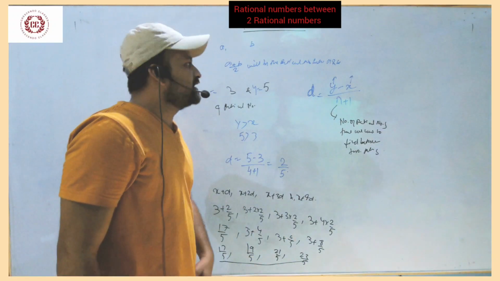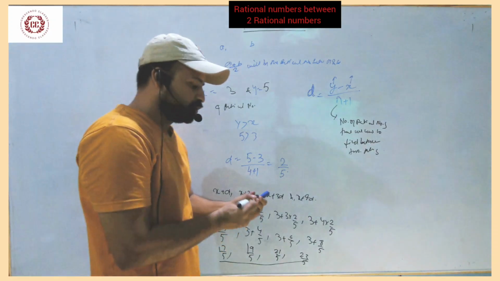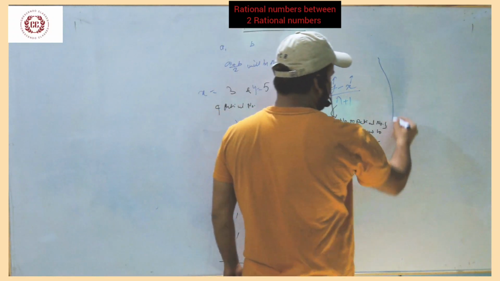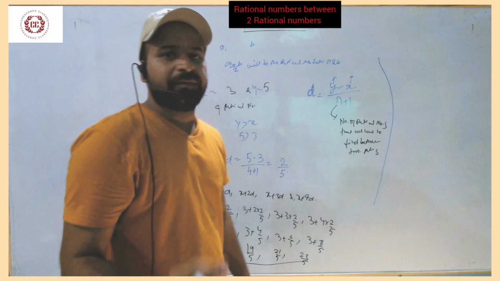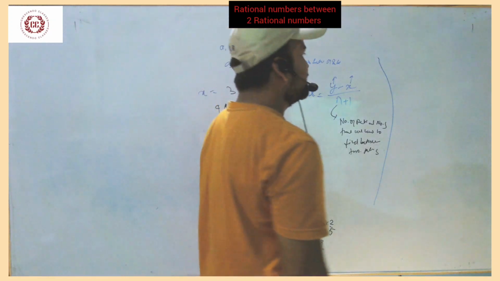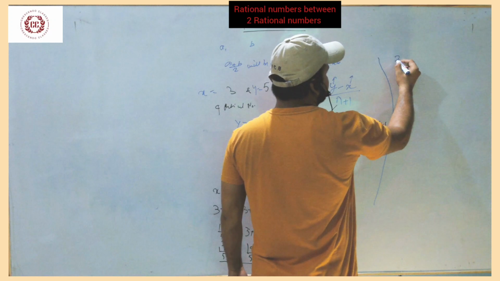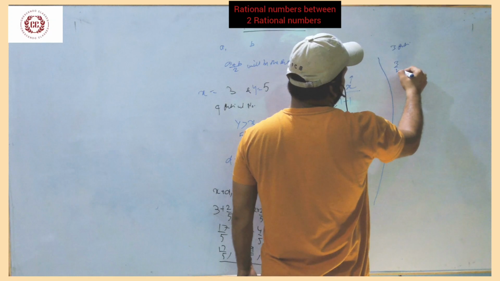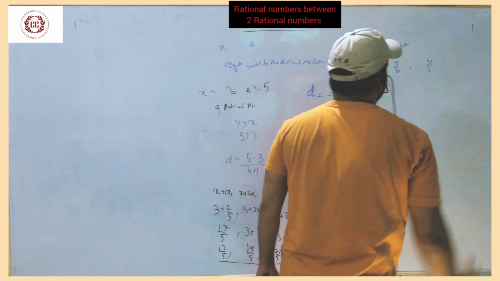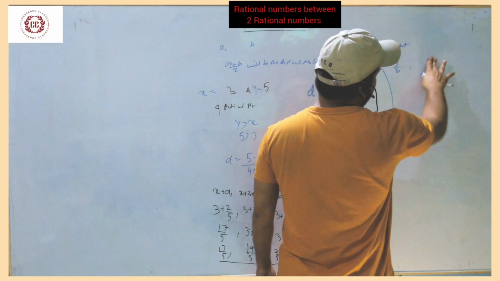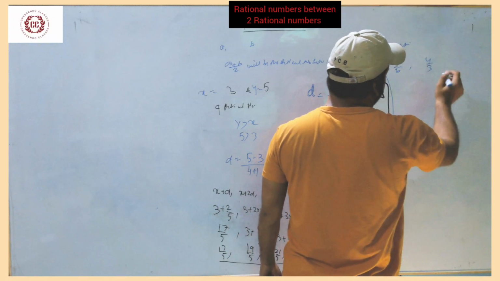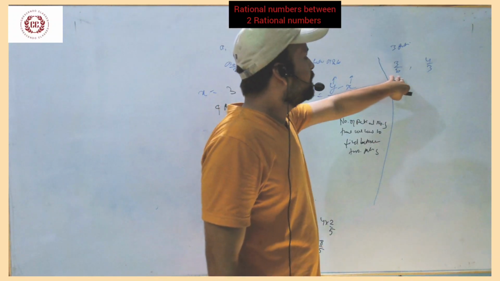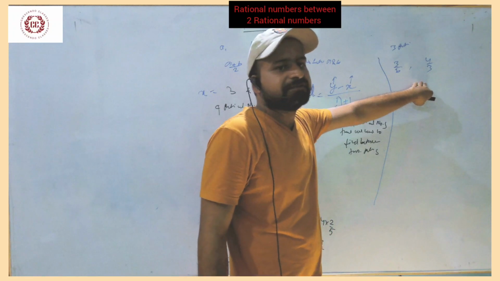There is also a way to find rational numbers between two rational numbers when our numbers are in the form of fractions. How will we find them? Let us take an example. We have to find three rational numbers between 3 by 5 and 4 by 3. Firstly, how will we find the three rational numbers between these?